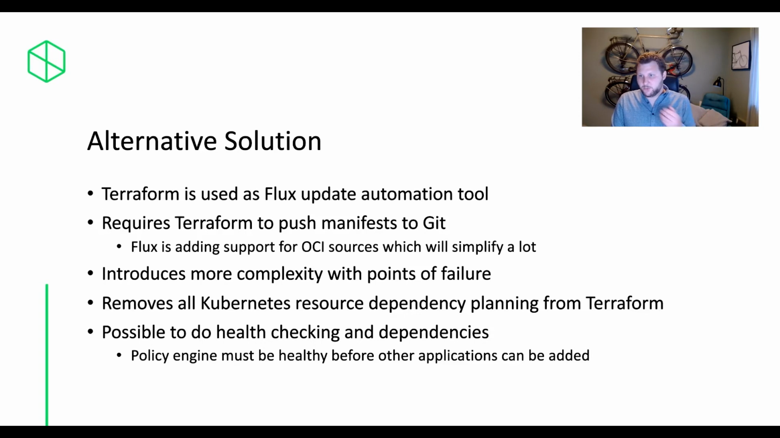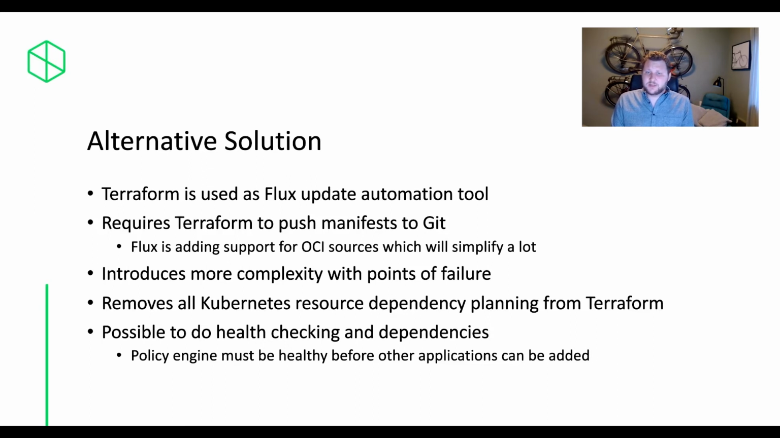One issue with this is that it requires Terraform to make Git commits for you with a Terraform provider. Flux is adding support for OCI registries in the coming future, hopefully. And this will probably simplify things a lot. So instead of having to push manifests to a Git repository, you can push the manifests to a Docker registry and have it pull from there. And there are a lot of benefits with doing it this way.